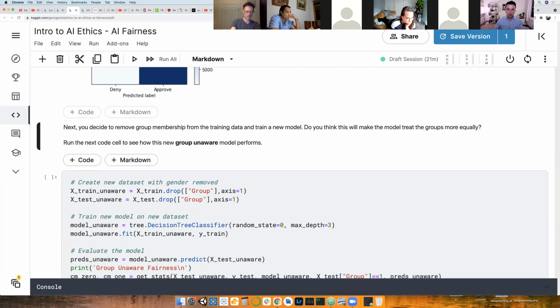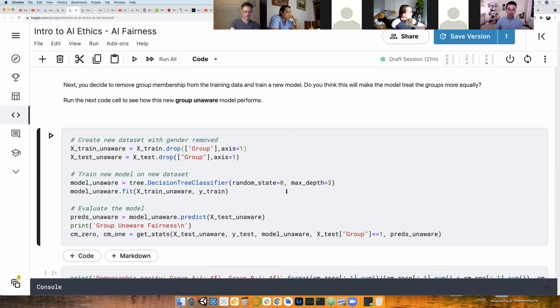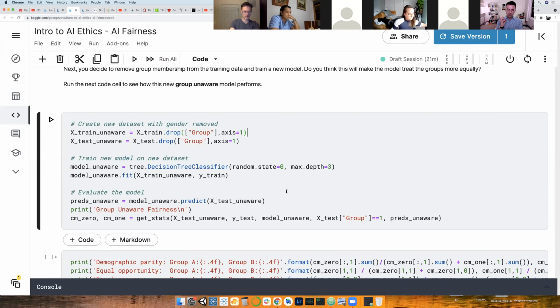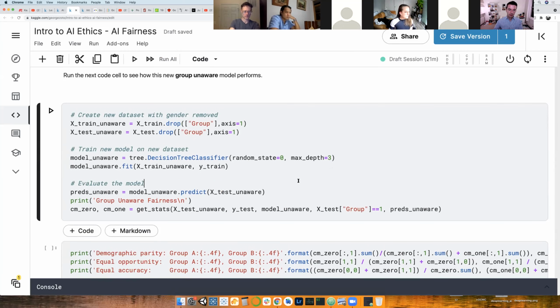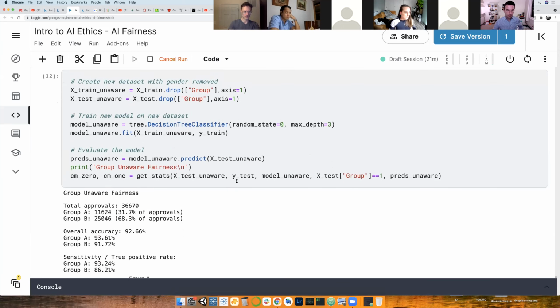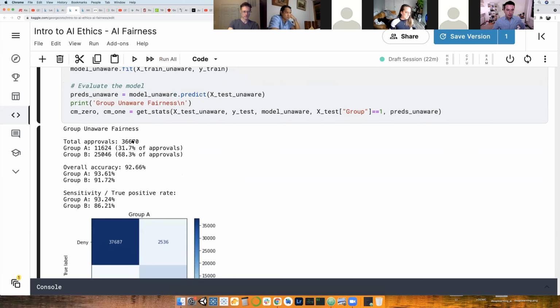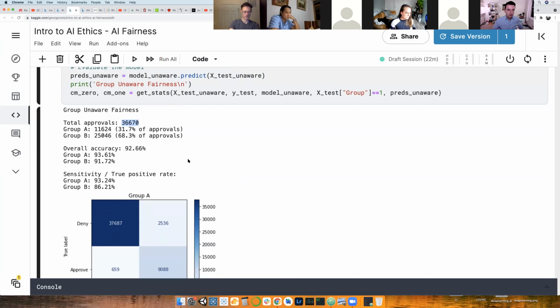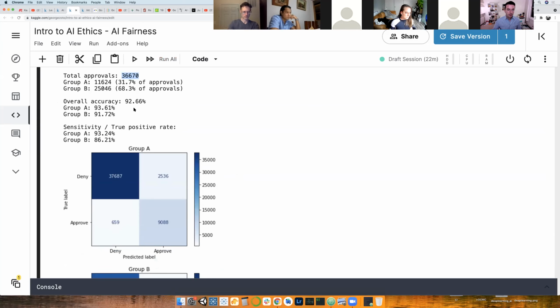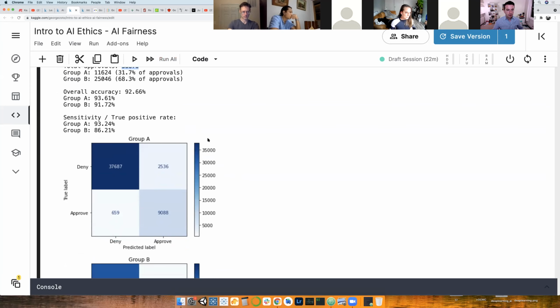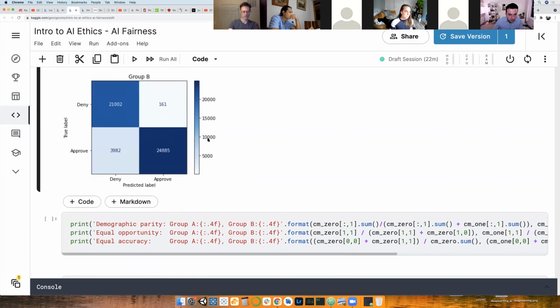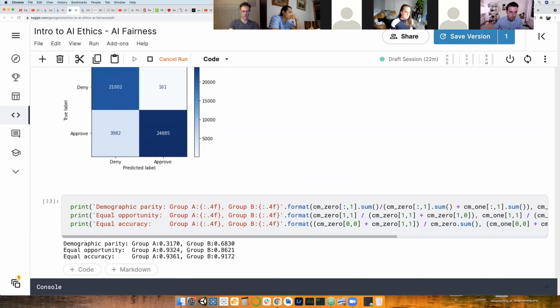Then what if we removed the group field altogether? How would our performance be? So we remove the field group altogether, we retrain our classifier, depth 3, and then we'll look at fairness again. Let's see how that performs. Total approvals 36,000, 31% of them are in group A, 68% of them are in group B. Overall accuracy, I think, dropped a little bit. I have a specific visualization for us right here.